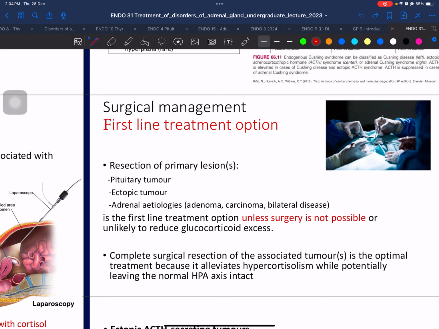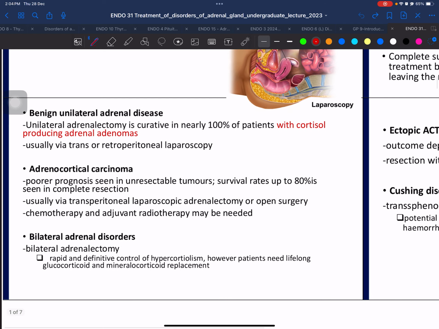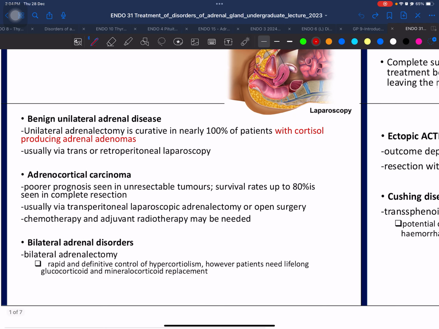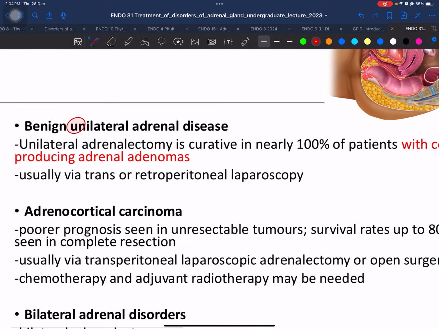Complete surgical resection of the associated tumors is the optimal treatment because it alleviates hypercortisolism. Once you remove the tumor, there's nothing there to induce the production of cortisol, right? And it will restore the HPA axis back to normal. So in benign unilateral adrenal disease, we're talking about a unilateral adrenal adenoma or tumor. It's curative in nearly 100% of patients with cortisol-producing adrenal adenomas, and it's usually done via transperitoneal or retroperitoneal laparoscopy.